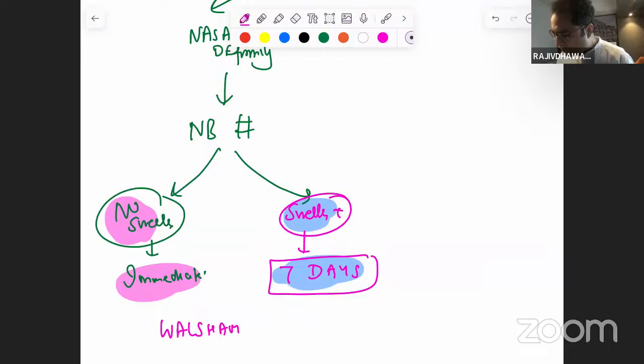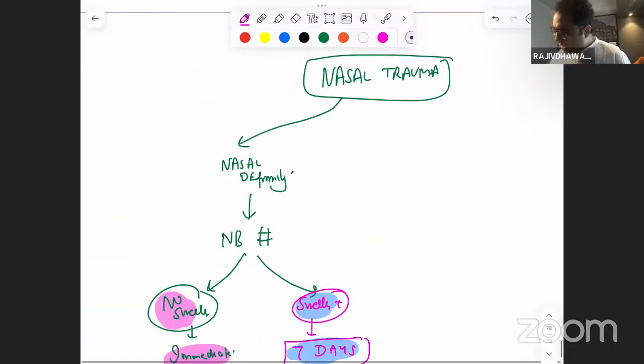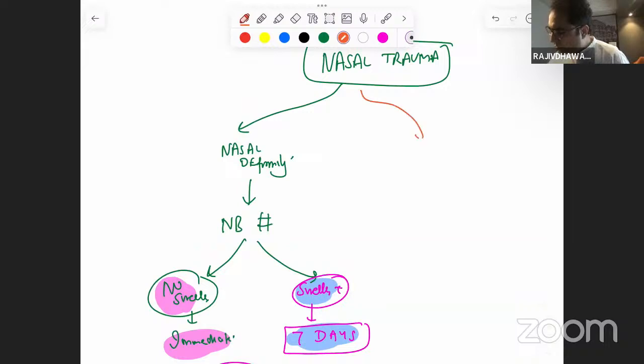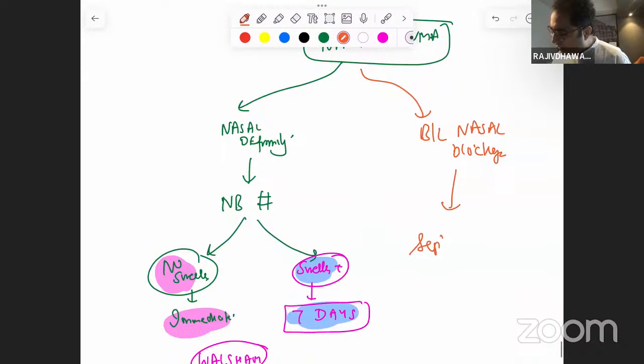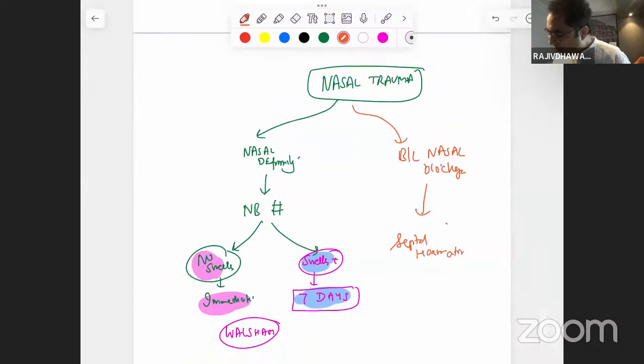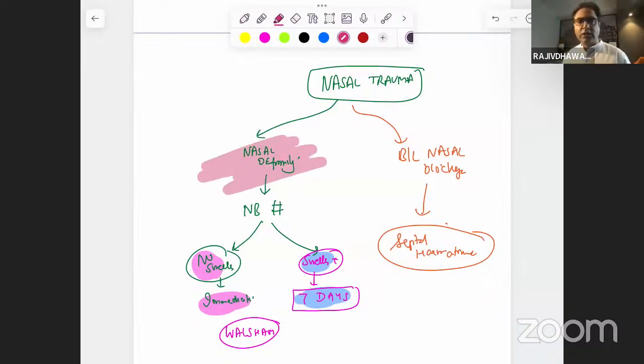Walsham's force. Now, if after nasal trauma the MCQ says bilateral nasal blockage, beta, then the answer will be septal hematoma. So nasal trauma can give you 2 MCQs, beta. If it says nasal deformity, then you have to think about nasal bone fracture. If it says bilateral nasal blockage, think of septal hematoma, beta. You have to find septal hematoma.